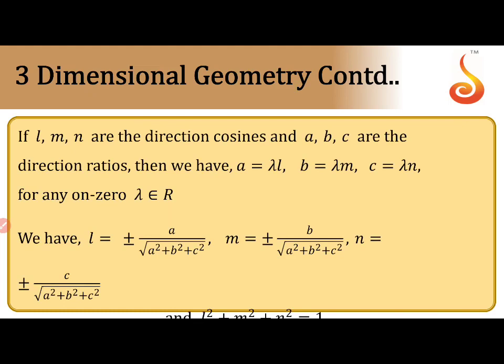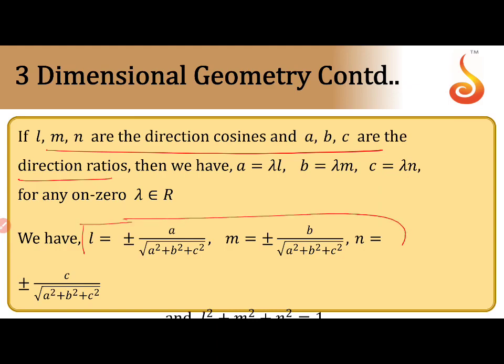Next, if l, m, n are direction cosines and a, b, c are direction ratios, what is the relation between direction cosines and direction ratios? When the direction ratios are given, you can find direction cosines using this formula: a by root over a square plus b square plus c square, b by root over a square plus b square plus c square, and c by root over a square plus b square plus c square.